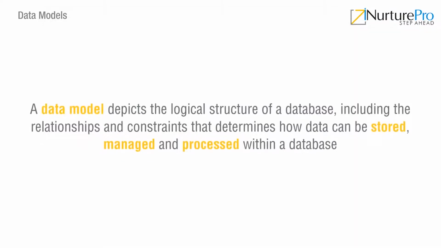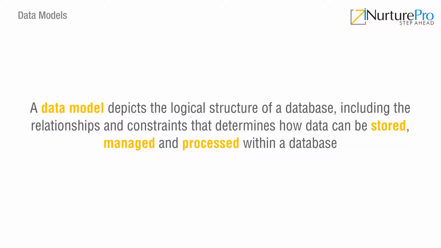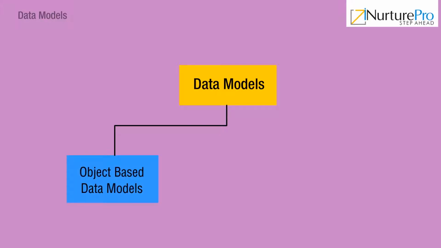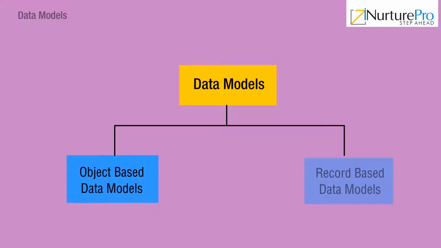Now let us see what data model is. A data model depicts the logical structure of a database, including the relationships and the constraints that determine how data can be stored, managed, and processed within a database. Data models are categorized into three types: object-based data model, record-based data model, and physical data model. Now, let us look at each data model in detail.